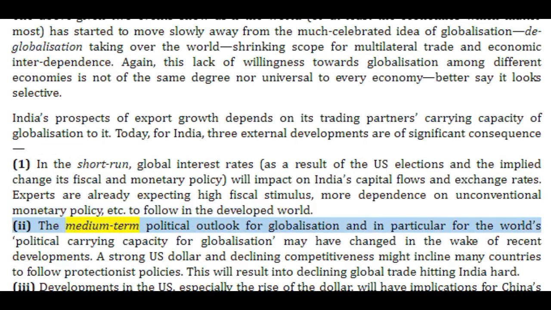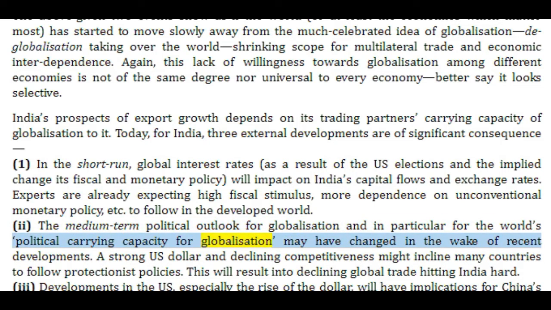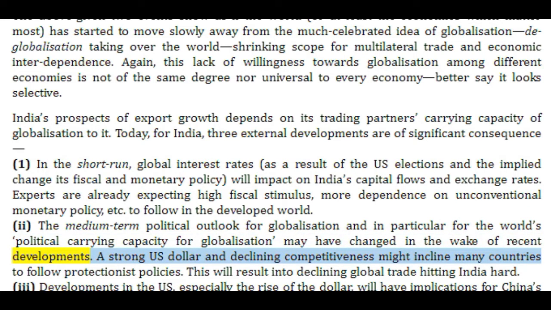2. The medium-term political outlook for globalization, and in particular the world's political carrying capacity for globalization, may have changed in the wake of recent developments. A strong US dollar and declining competitiveness might incline many countries to follow protectionist policies. This will result in declining global trade hitting India hard.